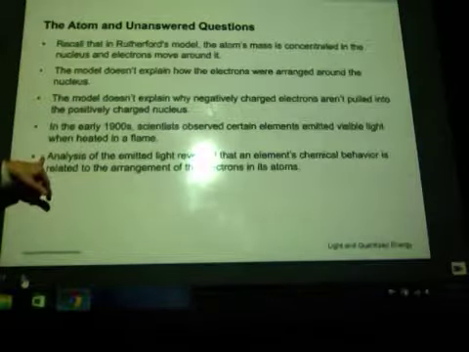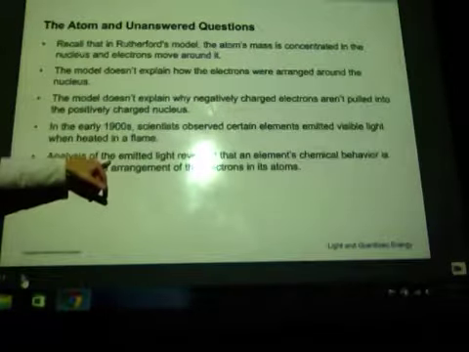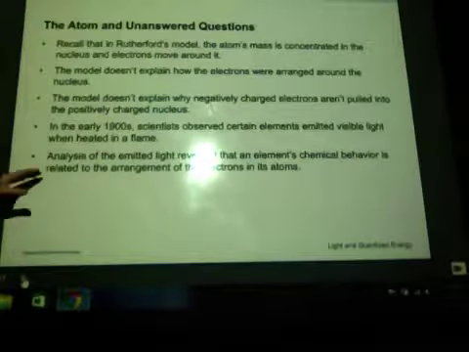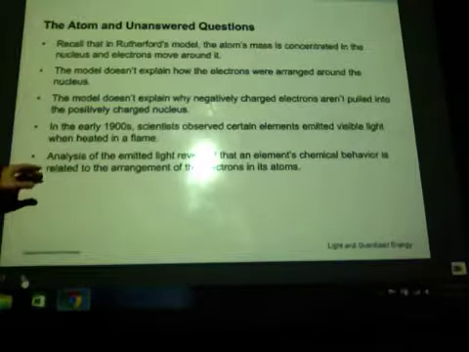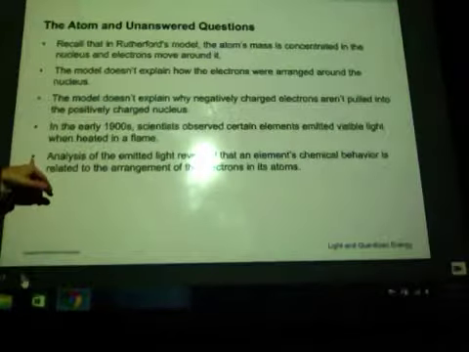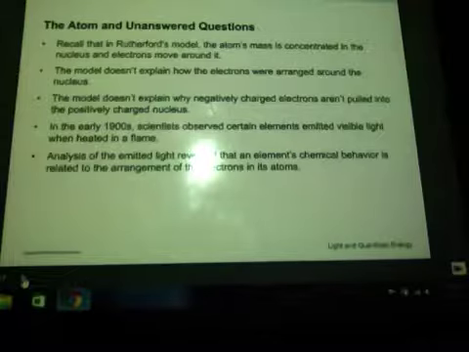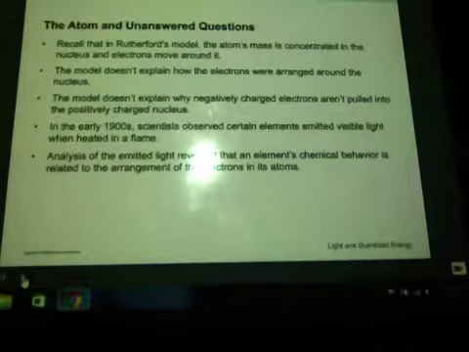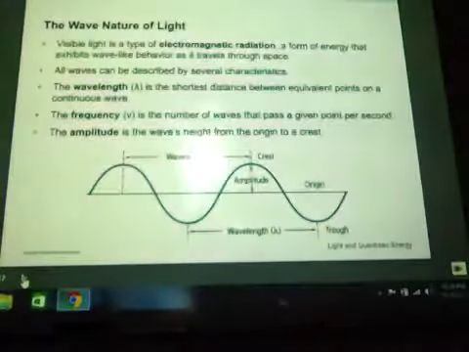Analysis of this light revealed that an element's behavior is related to its electrons. So basically, how the electrons are arranged in your atom is the most important part for why it behaves the way it does. Is it reactive? Is it non-reactive? Does it give off light? What color of light?